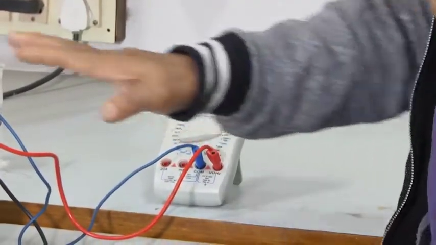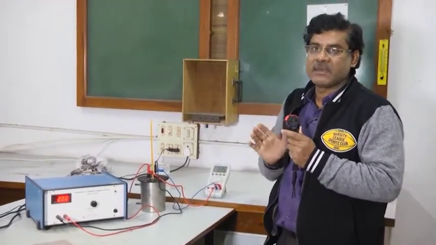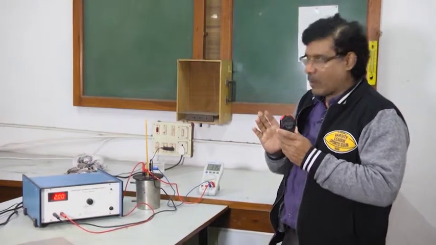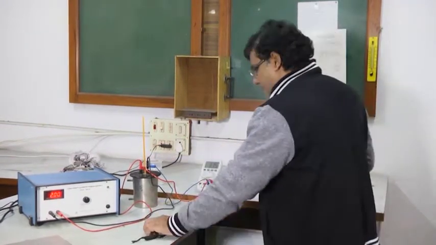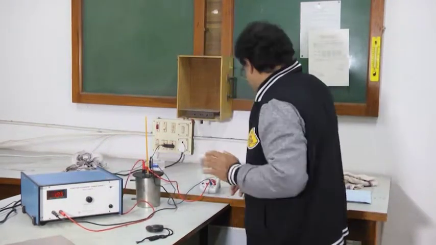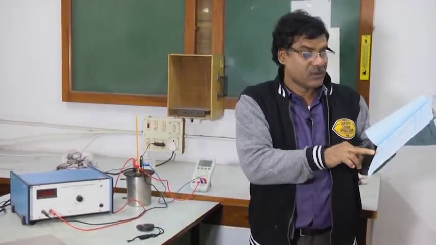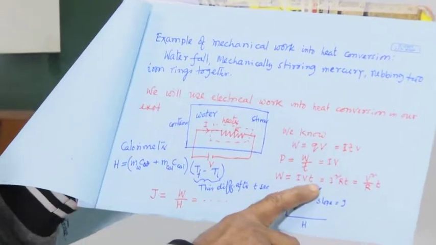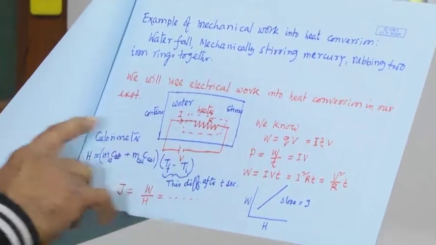Okay. So you know I, you know V, you know T. So I V T equals W, right. So you know W, and from W you will get H, as I showed you. Now let me just stop it. So I have the reading now. So now you know the W, right; I, V and T we have noted down. For this W, you will get H from here.